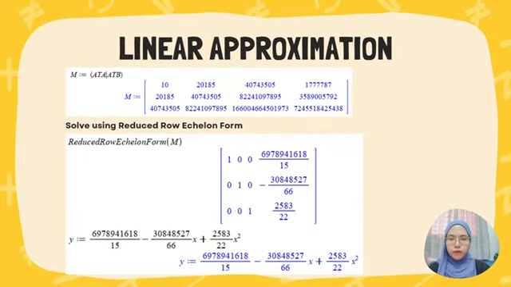Since we already have A transpose A and also A transpose B, we can continue to compute M, which is the augmented matrix of ATA and ATB. Then, we can solve this by using RREF. So, we use RREF on the matrix M. Therefore, we will get the final answer, which is as shown.